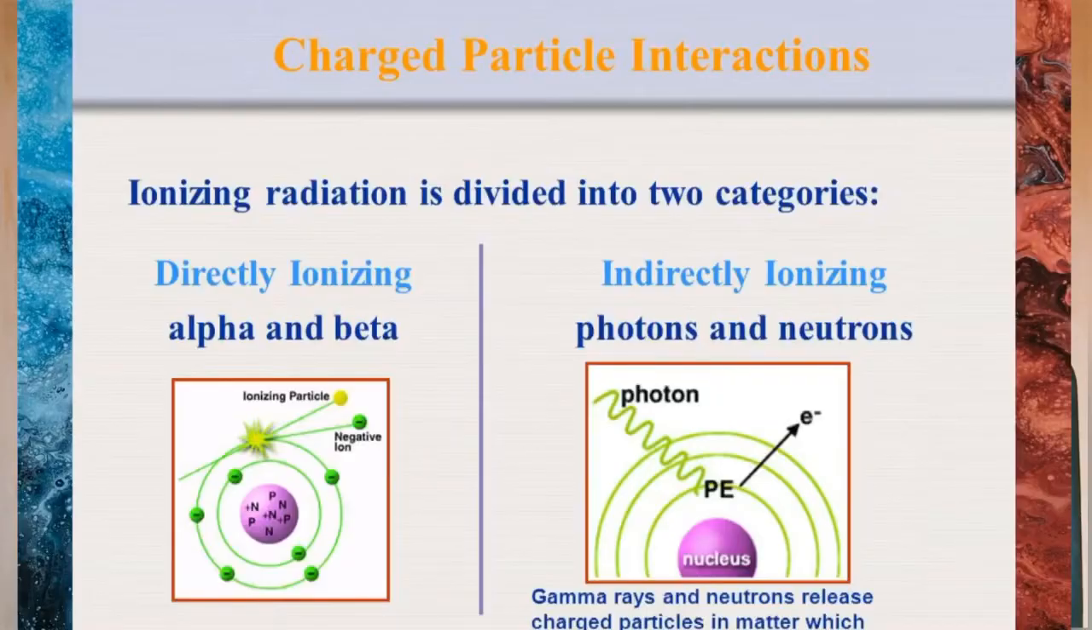Today I want to talk about the comparison of ionizing and non-ionizing radiation. I will tell you about ionizing radiation types and their characteristics. Radiation is classified into two categories: the first one is directly ionizing and the second one is indirectly ionizing.